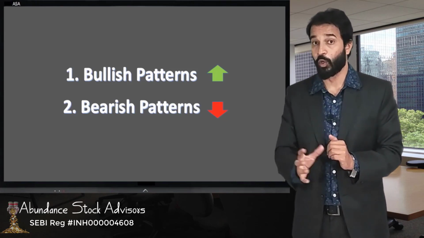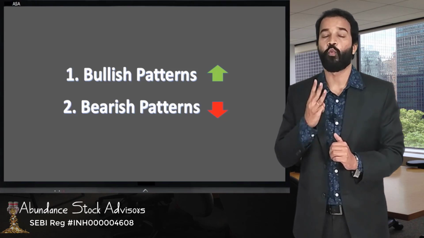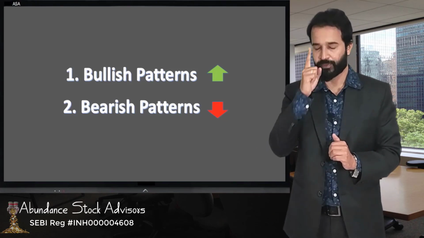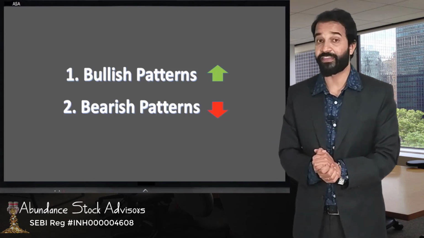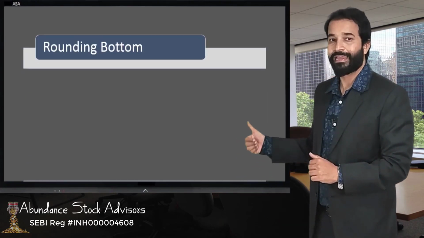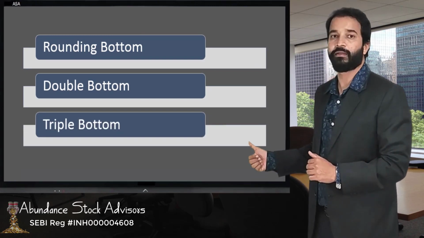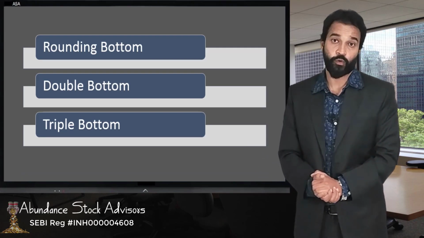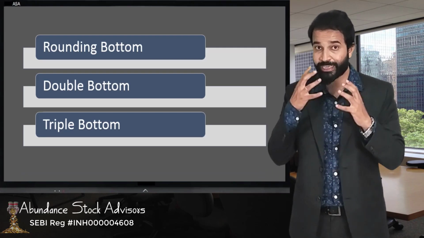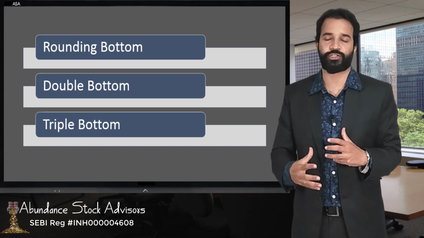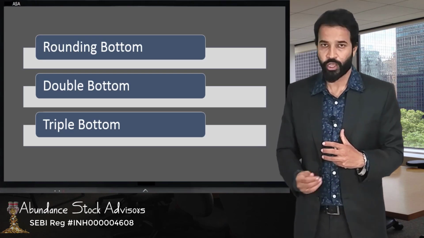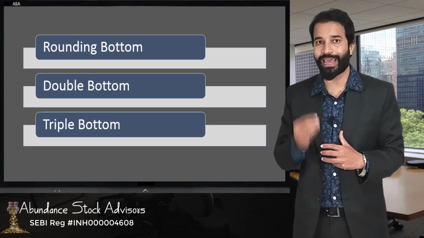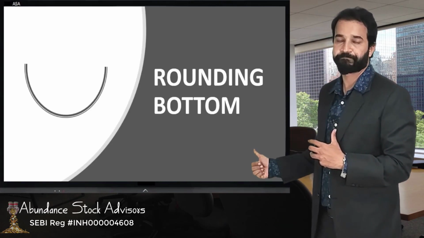Now in this topic, we will study three very important bullish chart patterns, which will help you identify the right stocks for buying. And they are rounding bottom, double bottom and triple bottom. Friends, the whole intention of technical analysis is that we make our investment decisions based on studying charts and not simply invest on the basis of emotions. So let's take a look at our first stock pattern, what we call as rounding bottom.